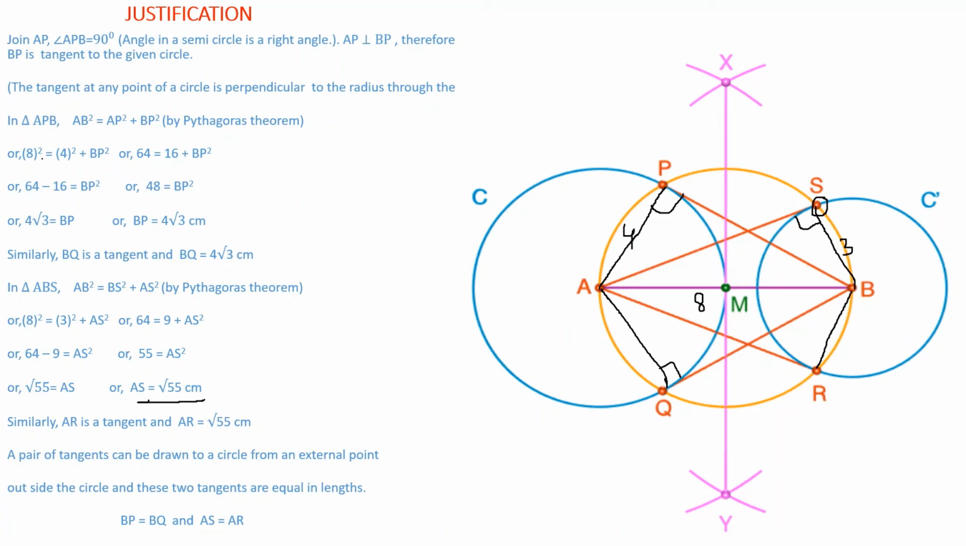So we see from a point two tangents can be drawn, AS and AR, and both are having equal lengths. And from B, two tangents are drawn, BP and BQ, and that is 4 root 3, both are equal in length. So a pair of tangents can be drawn from an external point outside the circle, and these two tangents are equal in length. So for this C dash circle, A is a point outside the circle, and from A tangents are drawn. And for this C circle, B is a point outside the circle, and two tangents BP and BQ are drawn.